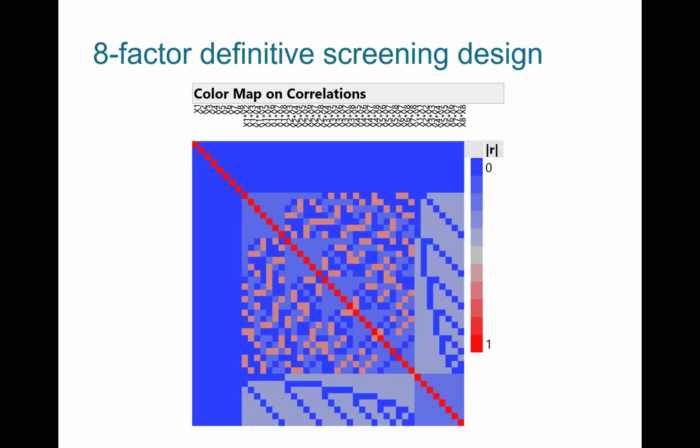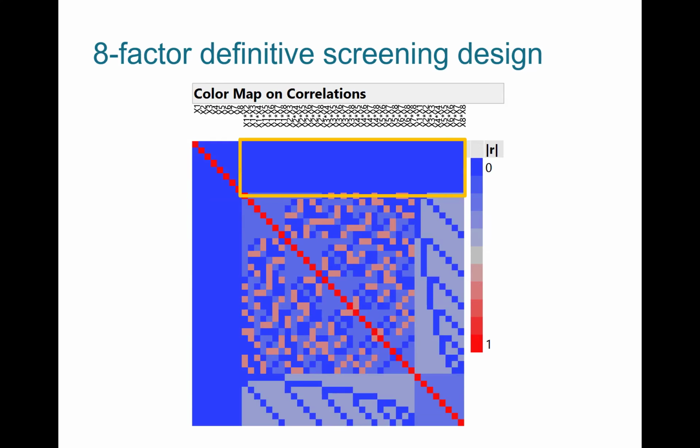Now, what is the color map for a definitive screening design? Well, here it is. And you can immediately see, of course, that the color map is substantially less blue for a definitive screening design than for a traditional response surface design. But there's some good news. The top left corner of the color map for the definitive screening design is also perfect, meaning that a definitive screening design also allows you to estimate the main effects independently from each other.